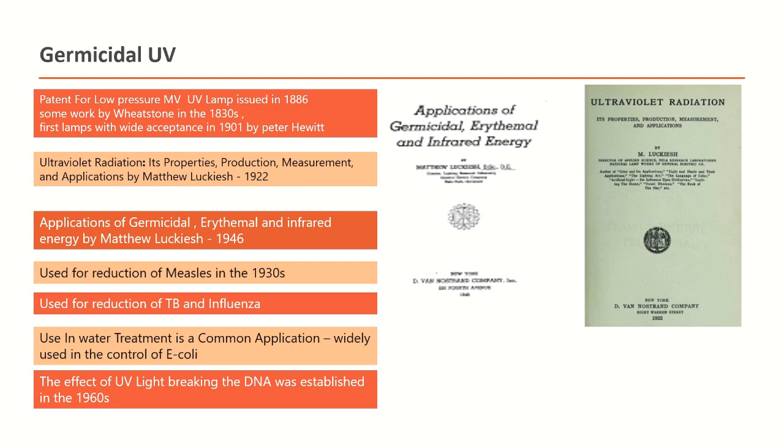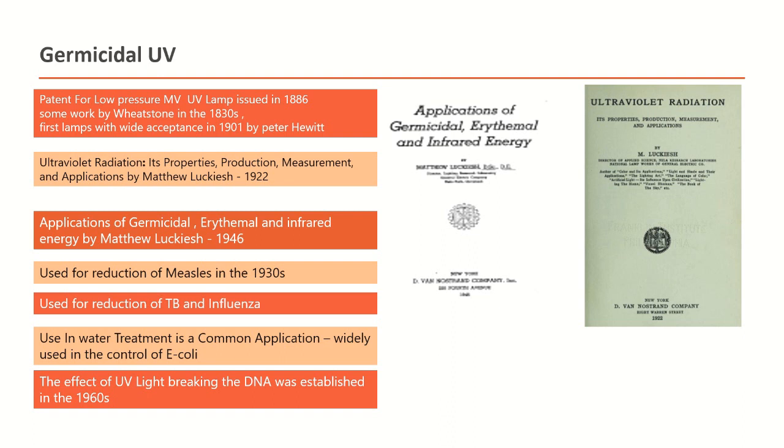There are books and papers written in the early and mid 80s showing great amount of research done on ultraviolet radiation and its germicidal properties. For example, Mr. Matthew Luckiesh's books on ultraviolet radiation, its properties, production, and measurement way back in 1922. Again in 1946, from the same author, on applications of germicidal, erythemal, and infrared energy.